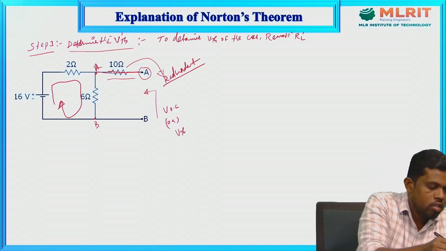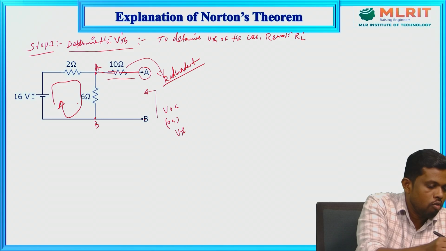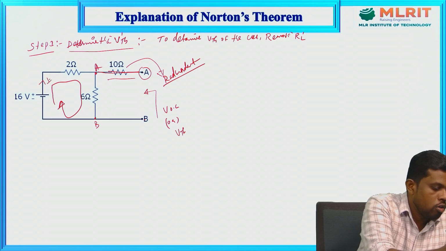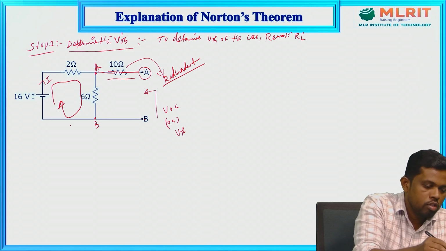Here we have observed a series circuit based on the current flow. This is the flow of current in the network, and based on the current flow, this is a series circuit.